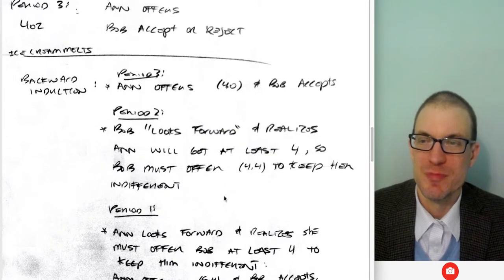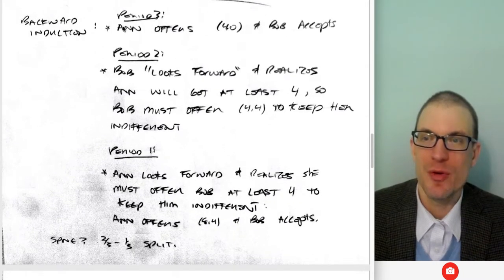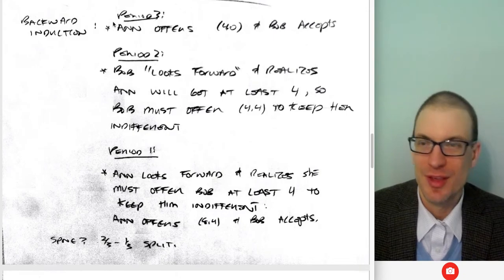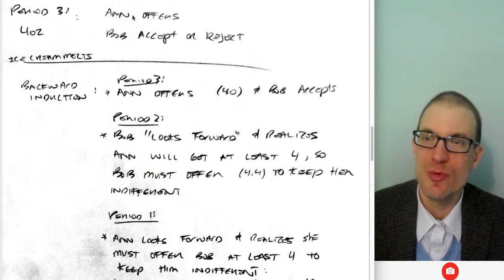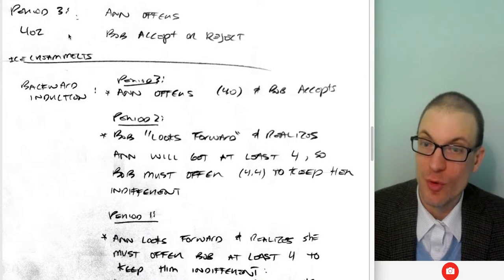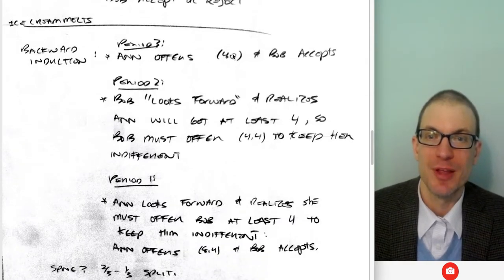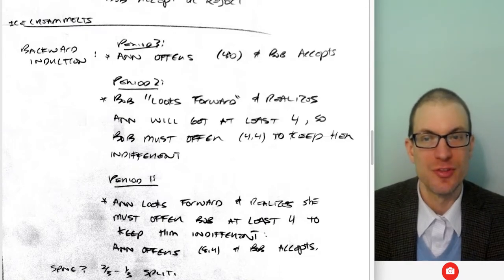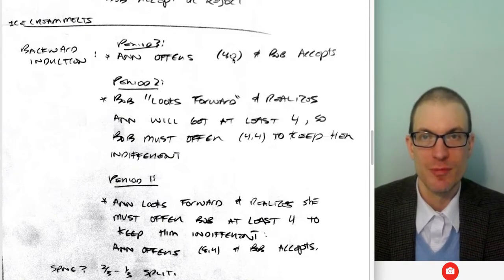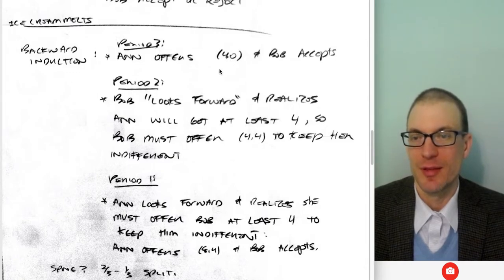All right, well, the ice cream's melting. So what's going to happen? By backward induction, we go to the very end of the game, and we're going to say, okay, in period 3, Ann is making an offer. Now there's only 4 ounces. Ann's going to offer 4-0, meaning Ann keeps 4, Bob gets 0. Bob will accept because 0 from this offer is the same as 0 from not accepting.